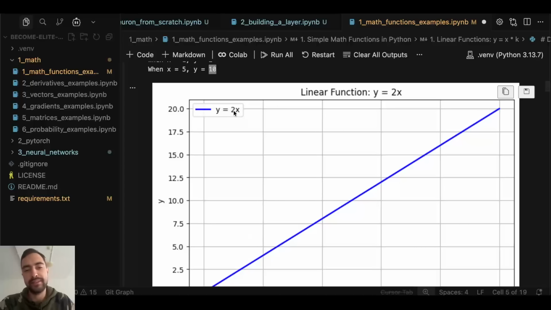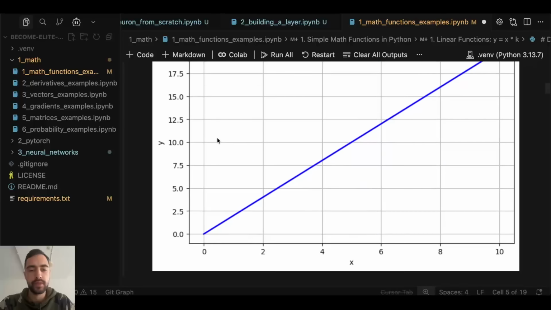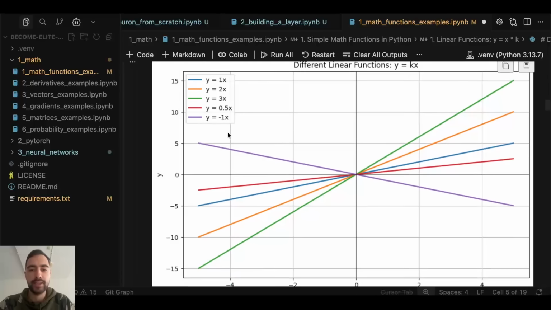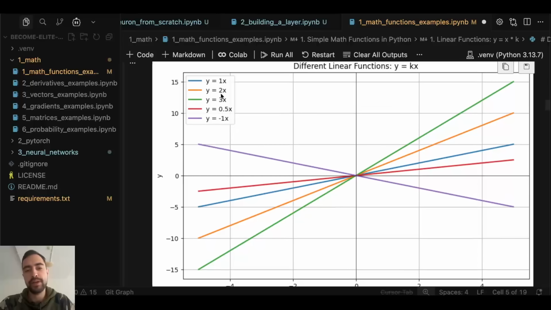And let's see what happens if instead of having the number 2 here, we have some other numbers. So y is equal to 1x, 2x, 3x, 0.5x, minus 1x. So this number will determine the slope of this linear function. The 3x, which is the highest number here, will also have the highest slope. The lowest number, minus 1, will have the highest negative slope, in the negative direction on negative x.